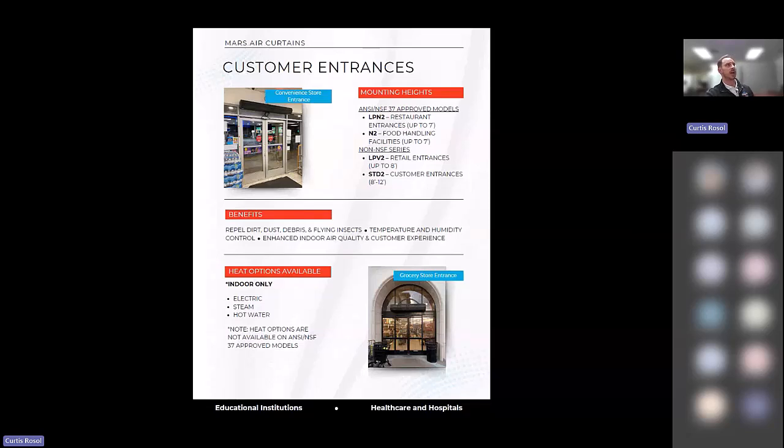Another thing to note here is we do have NSF 37 approved models available for entry doors. So that would be our LP N and our N2 series, which you see at the top there. Good for 7 feet with those NSF 37 applications. We also do have heat options available. Now, those are only for non-NSF units and only indoor applications. But again, if you're in a cold weather climate area, it could be pretty beneficial to use heat with your air curtain. And for these models, we have electric, steam, and hot water options available.